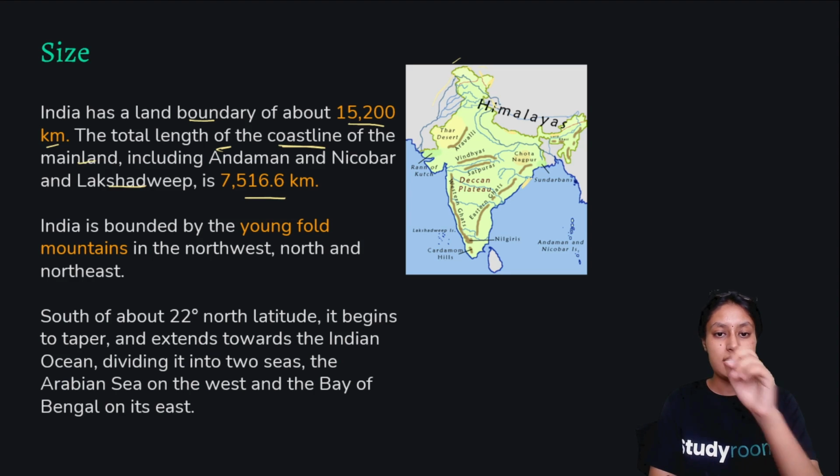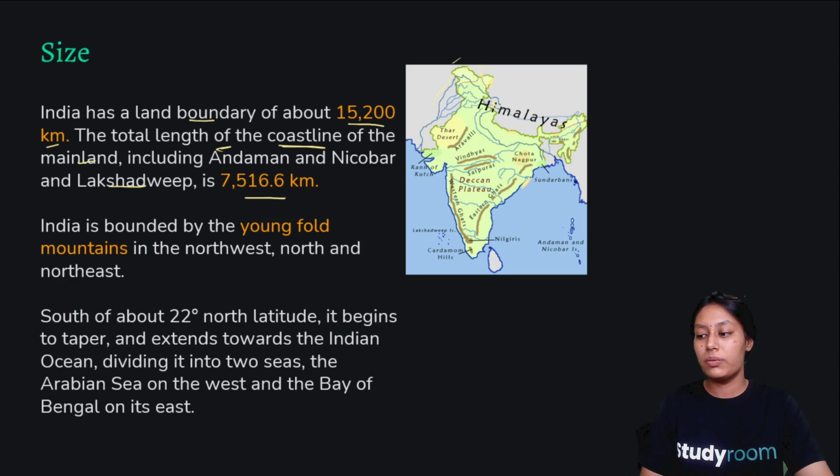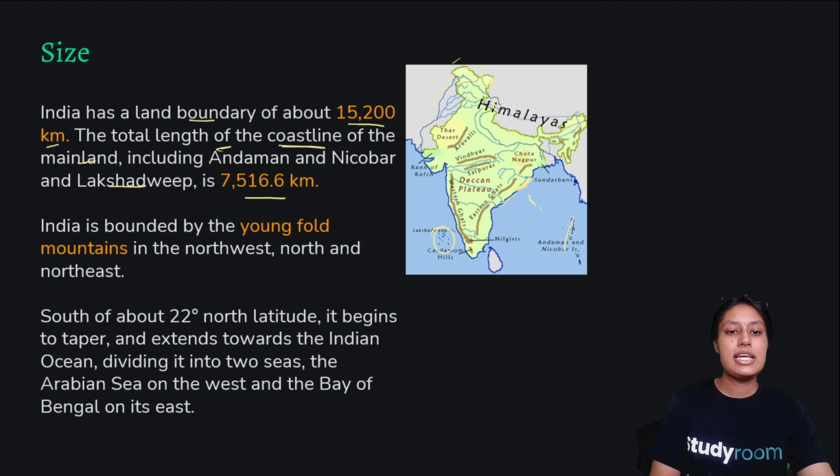7,516. Coastline is referred to as the boundary between sea and the mainland. It's called coastline. Coastline including Andaman and Nicobar here and Lakshadweep here is 7,516.6 kilometers.